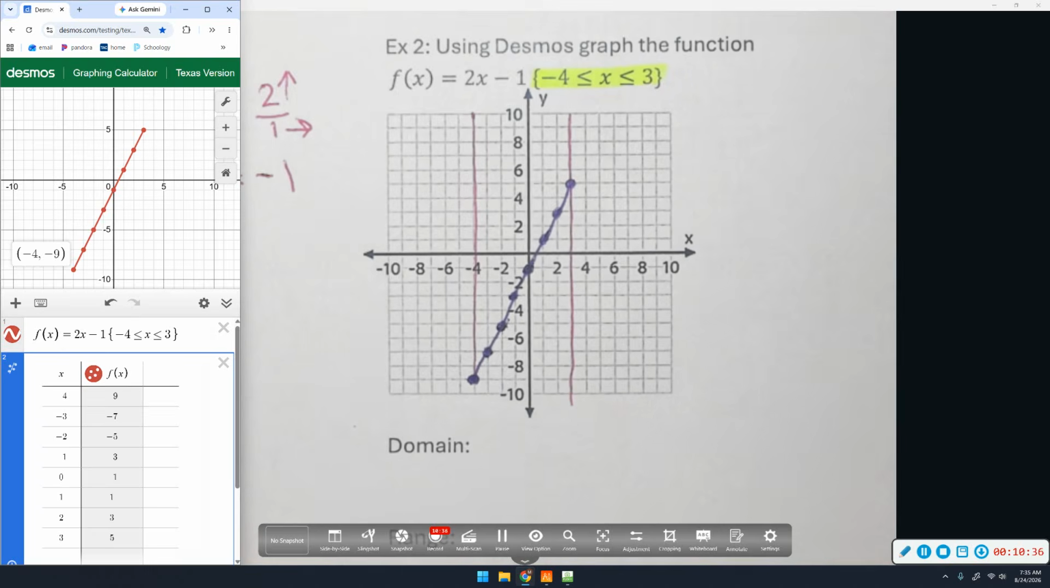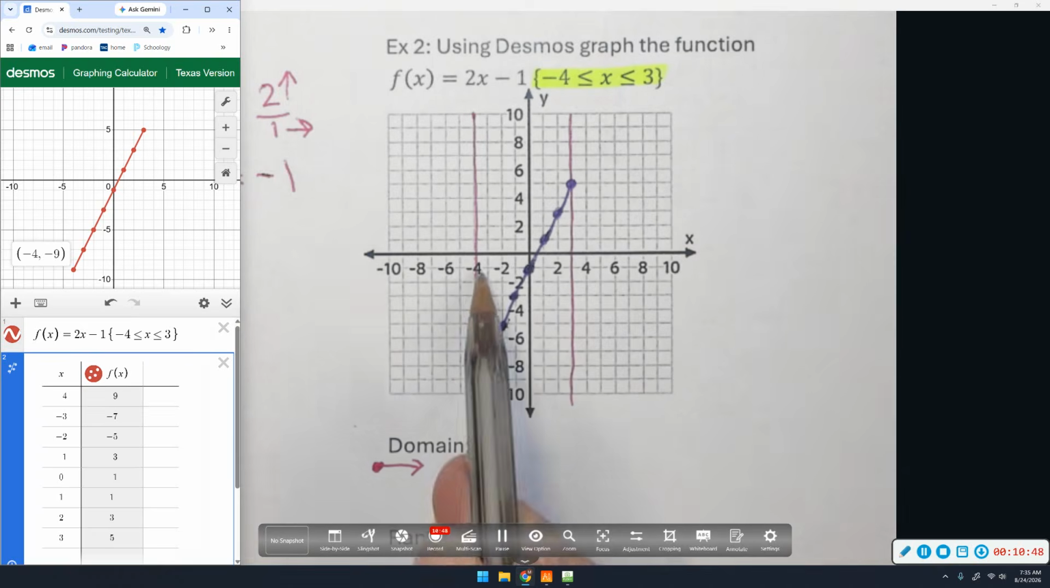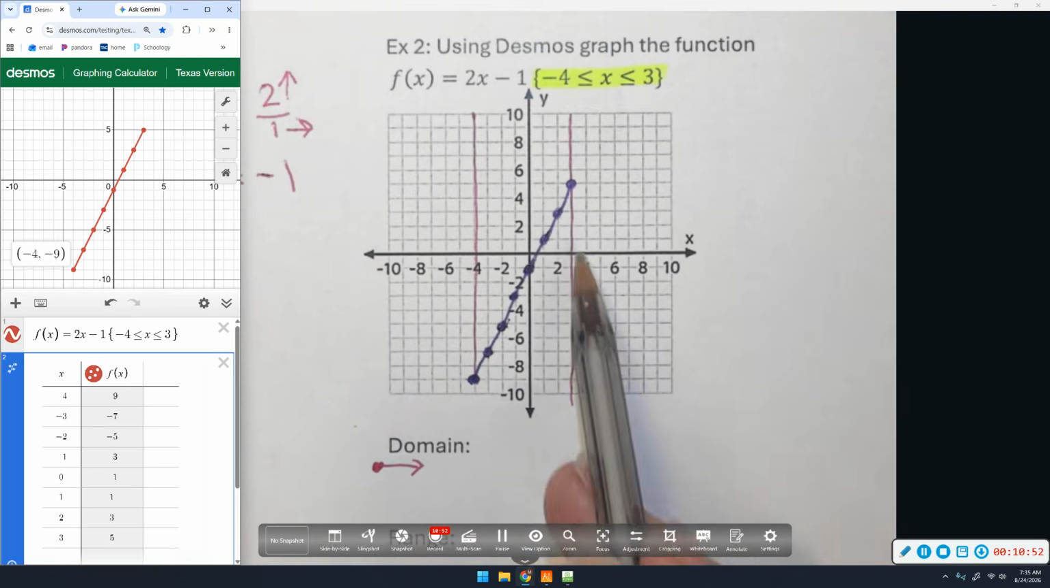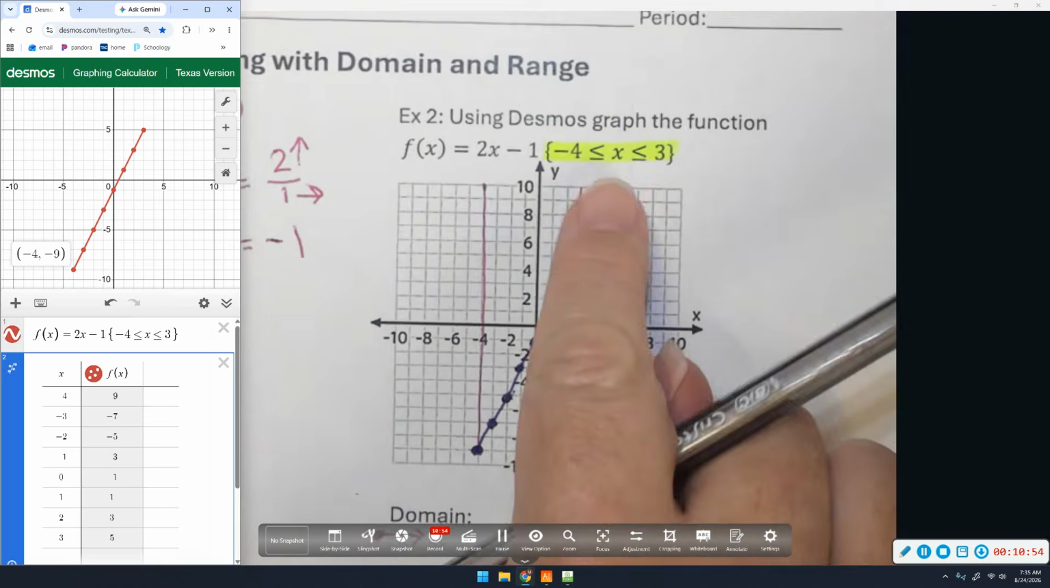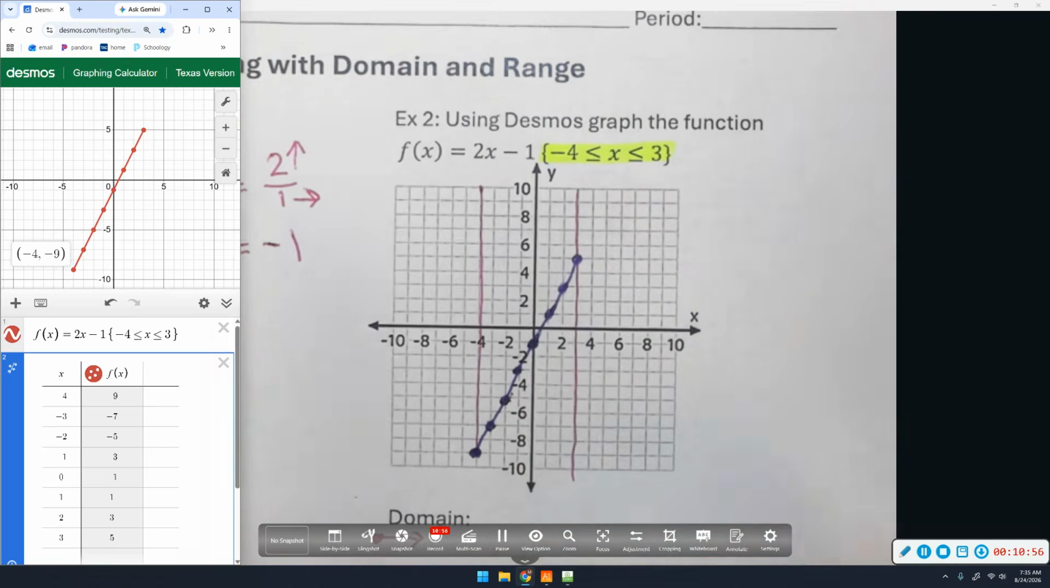So when I talk about domain here, again, farthest left to right is domain. What's the farthest left this graph went? What's the boundary it gave us? -4. And what's the farthest right it went? 3. Guys, this is your domain.